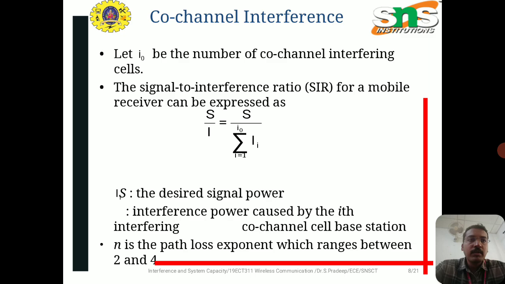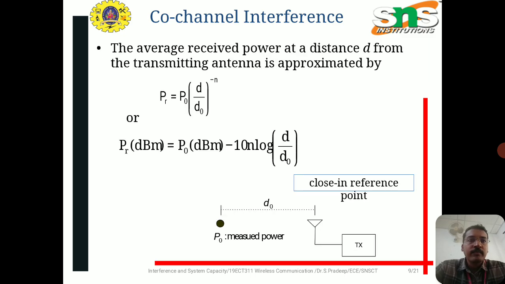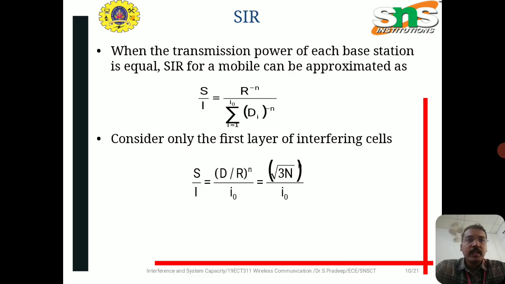Let I0 be the number of co-channel interfering channels. The signal to interference ratio for a mobile receiver can be expressed as this equation. n is the path loss exponent, which ranges between 2 and 4. The average received power at a distance d from the transmitting antenna is approximated by the equation given in this slide. When the transmission power of each base station is equal, SIR for a mobile can be approximated as the equation given in this slide.